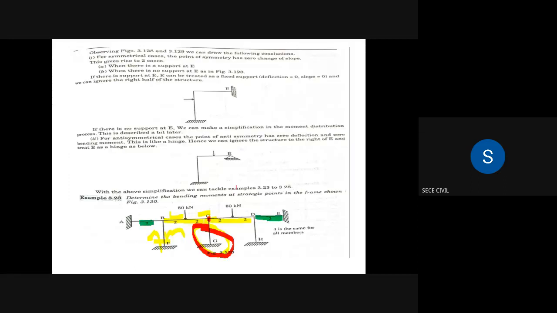Everything else is the same. A is fixed, B is intermediate, F is fixed, only the C. We are cutting through C only. C is the center point, so we are cutting through C. Then we have to choose some support for C, either hinged or fixed. We have to choose it as fixed because the loadings are symmetric.